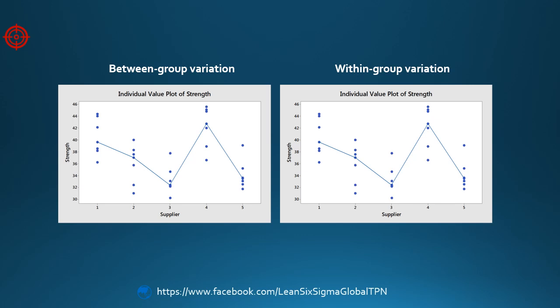We must conduct a formal test to determine whether the between group variation is significantly larger than the within group variation. This test will help us decide whether differences we see between group means are due to real differences or simply random error.